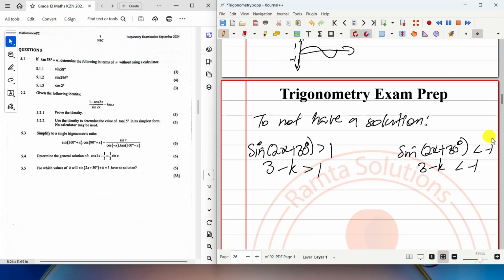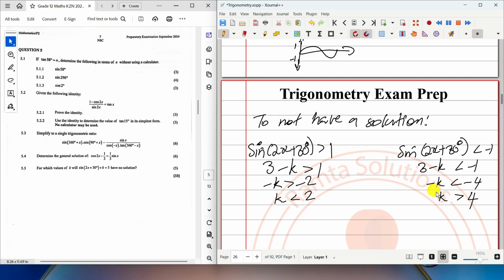Okay, so let me just solve them. So this will be negative k is greater than -2. Dividing by a negative, k will be less than 2. And here, negative k is less than -4. Therefore, k will be greater than 4.